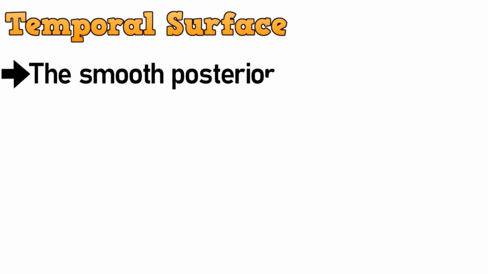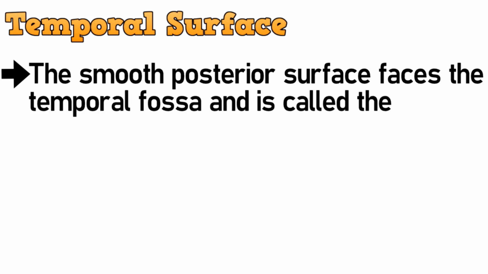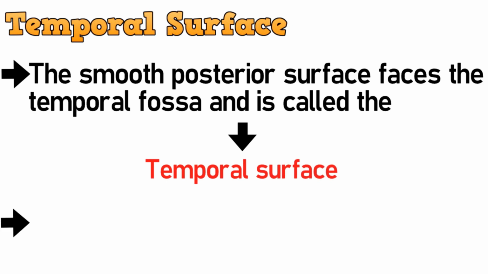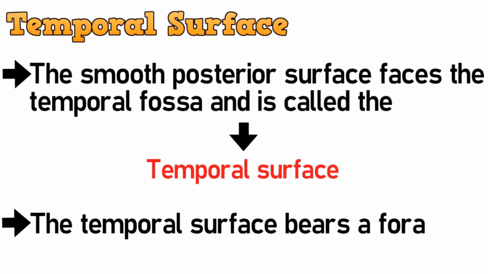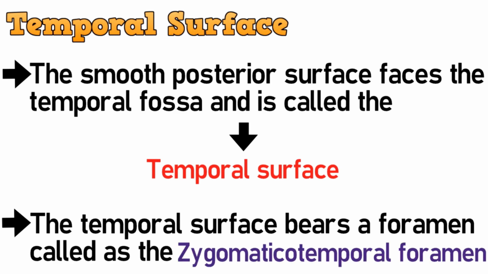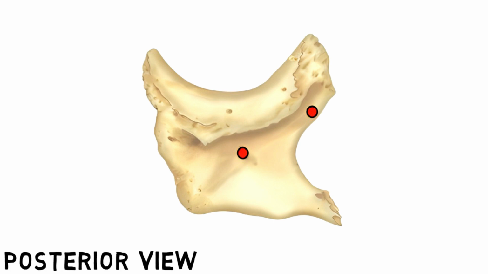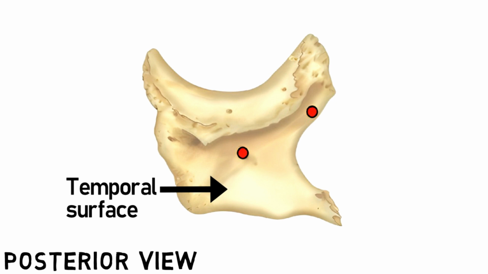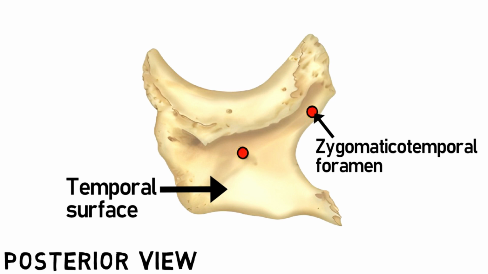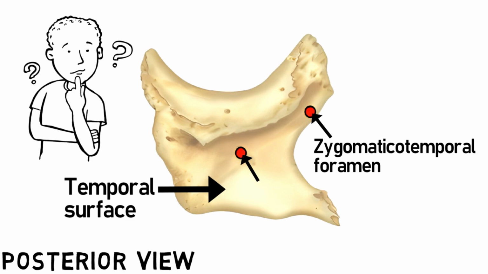Second surface is the temporal surface. The smooth posterior surface of the zygomatic bone faces the temporal fossa and is called as the temporal surface. The temporal surface bears a foramen called as the zygomatic or temporal foramen. Let's have a look. This is the posterior view of the bone. This smooth surface is the temporal surface. And this is the location of the zygomatic or temporal foramen. You may wonder what this mark is for. In order to understand that, we need to discuss about the third surface, that is the lateral surface.